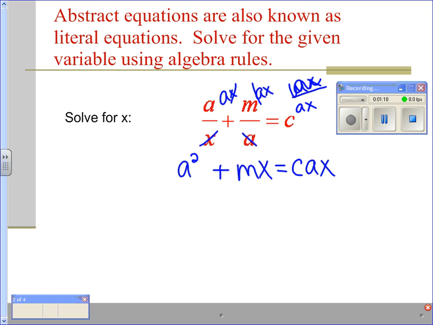No, no, no, no. It's just getting rid of your fraction. Multiplying by the... So we want to solve for x. We need both of our x terms on the same side. So which one do you want to move?